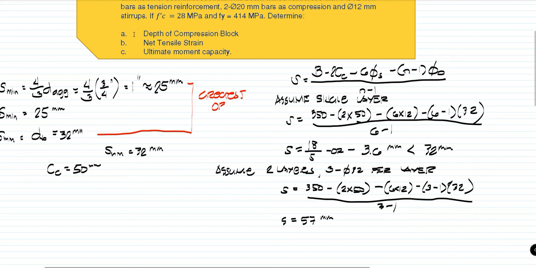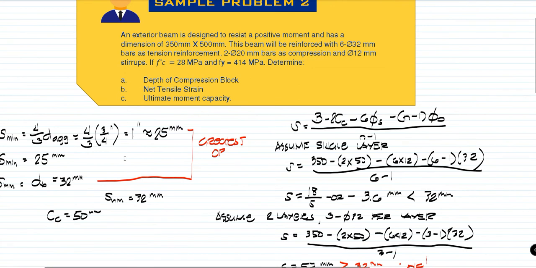Ito ngayon yung clear spacing natin, which as you can see is greater than our minimum spacing, which is 32 mm. Therefore, okay yung spacing na natin and we can assume 2 layers of reinforcement. So for this given example, hindi na natin i-check yung part ni compression bar kasi malamang sa malamang papasok yan, and we have 2 diameter 20 mm bars as compression.